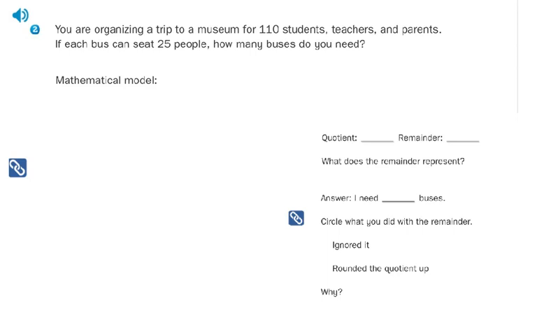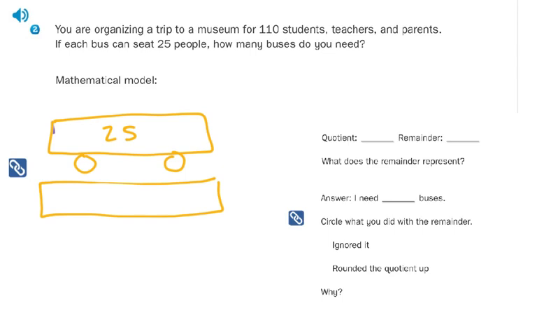Let's take a look at number 2. You are organizing a trip to the museum for 110 students, teachers, and parents. If each bus can seat 25 people, how many buses do you need? So this time, let's just draw a picture. Bus 1. I'll make the bus yellow. Bus number 1 has 25 students, right? Bus number 2, another 25 students.